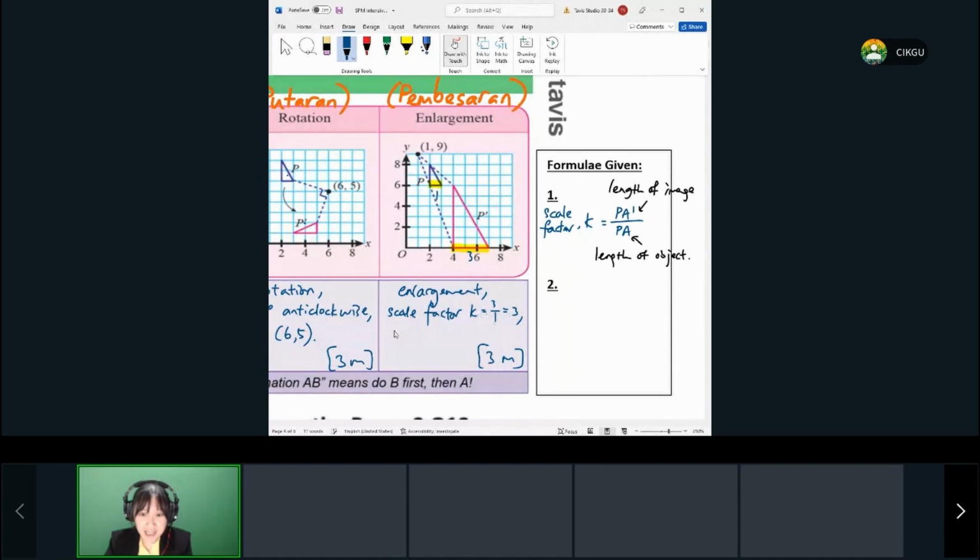And the last one, of course, is the center of enlargement. For this case, where does it enlarge? It enlarges at 1, 9. Done. The center of enlargement is actually very easy to find. All you need to do is join up all the corresponding sides like that. Then where they cross is the center of enlargement.